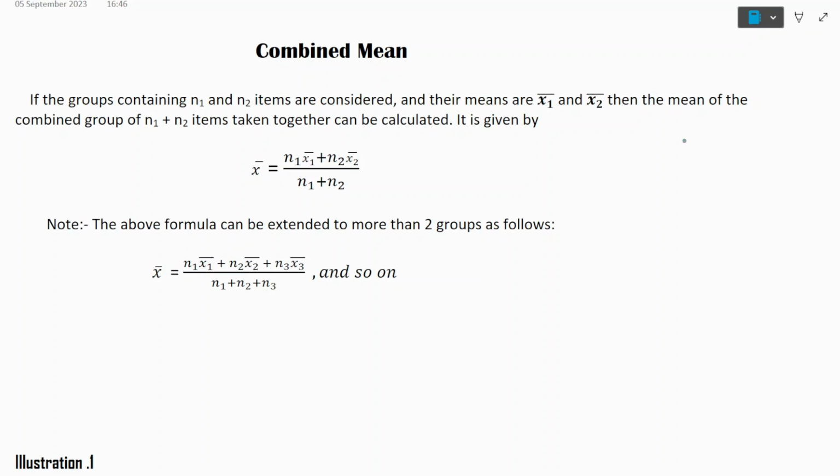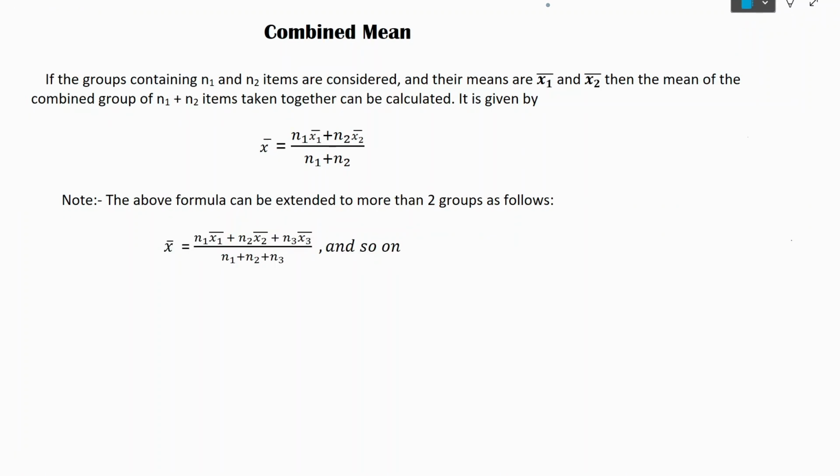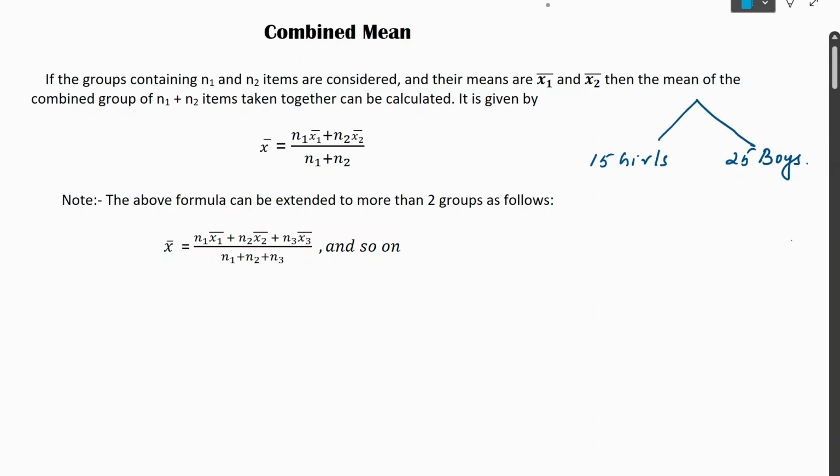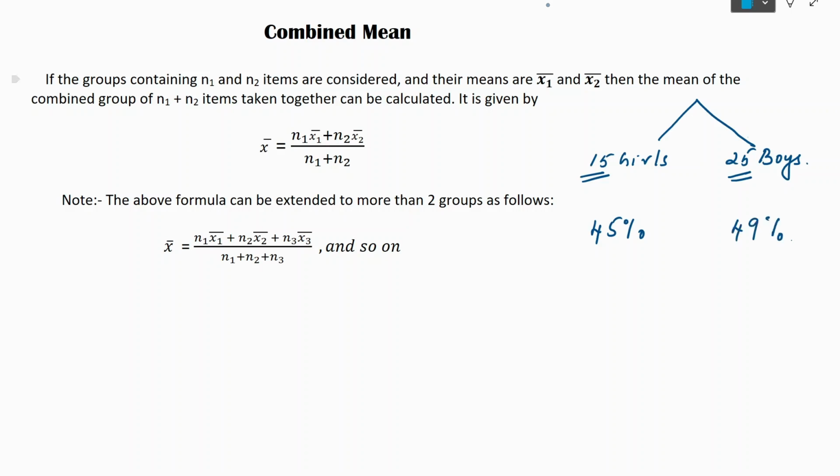Let us start our topic, combined mean. We'll consider an example. In a class, there are 15 girls and 25 boys. This is a class strength. 15 girls are there and 25 boys are there. For a particular test, the average marks scored by 15 girls is 45 percentage, and for 25 boys, that is 49 percentage. The total strength of the class is 15 plus 25.